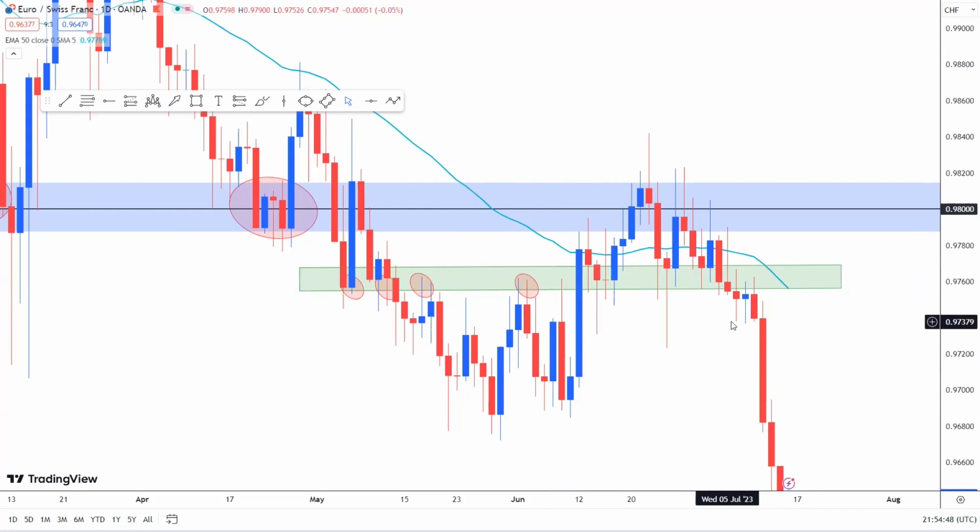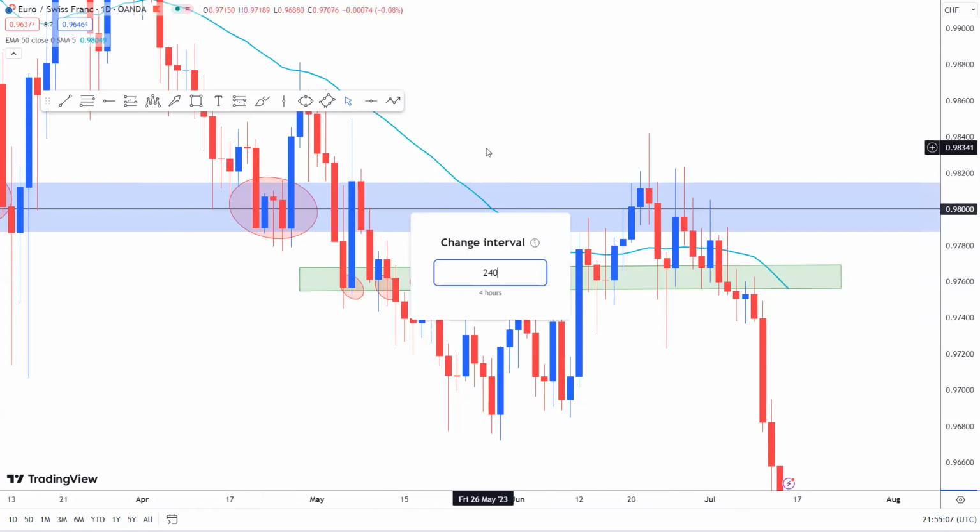So as soon as we see the break of this neckline, as soon as we see the daily candlestick close below this identified area of interest, which also is the neckline of the head and shoulder pattern, this is where I move down to the 4 hourly time frame.